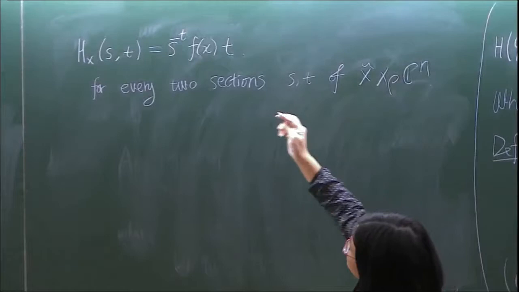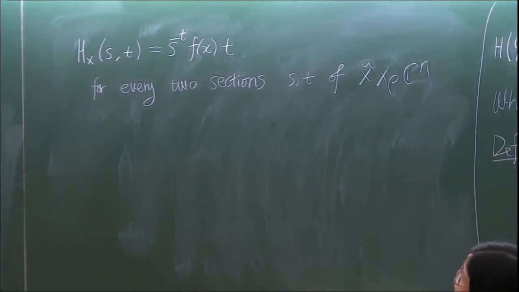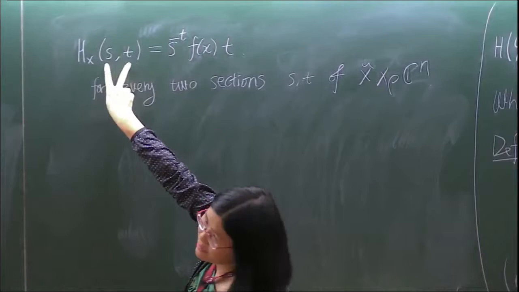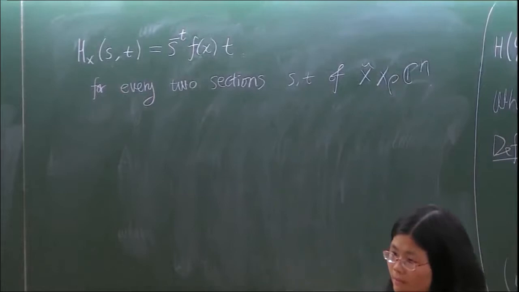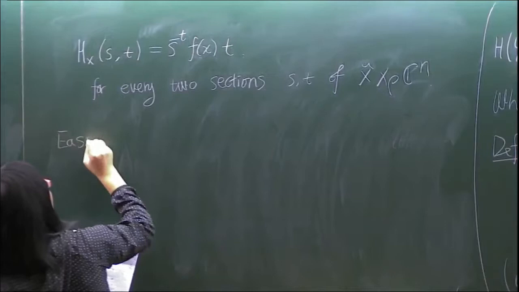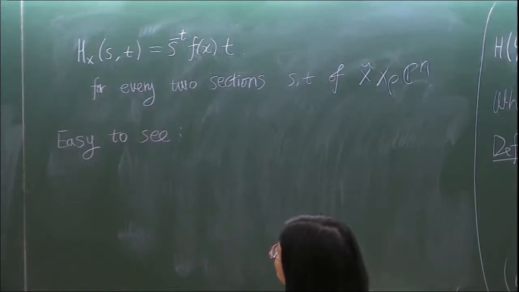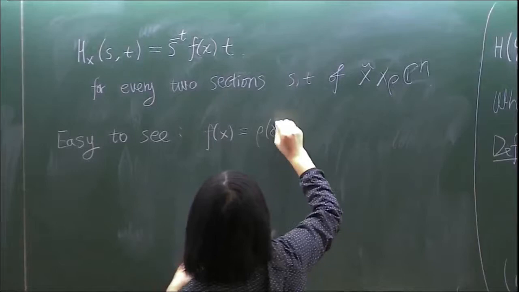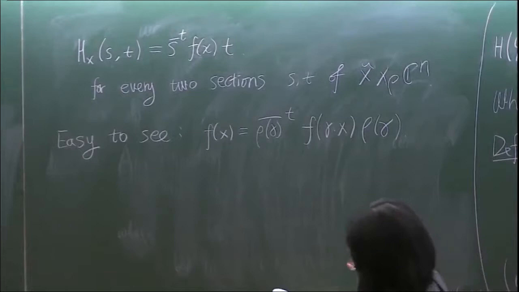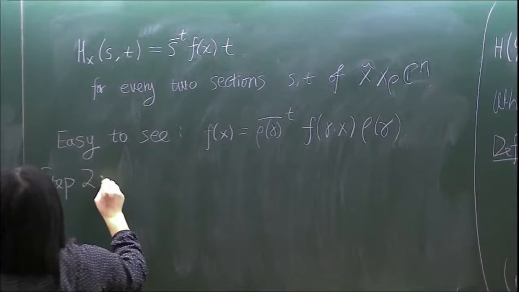So for every point I have two sections, and at that point they are vectors, and I just realize it as a metric. And because of this relationship, I can easily see that F satisfies the equivariant property, which is F(gamma x) equal to rho(gamma)^T F(x) rho(gamma). So now we go to step two.